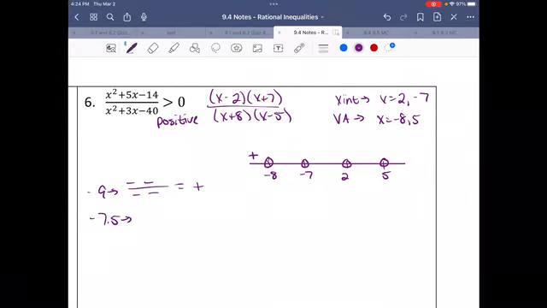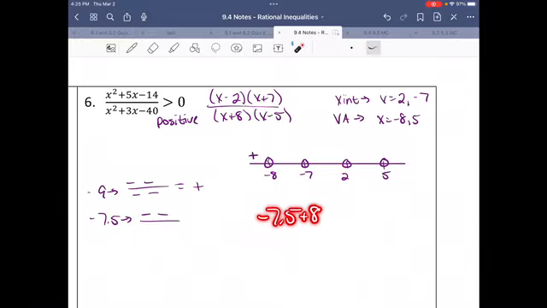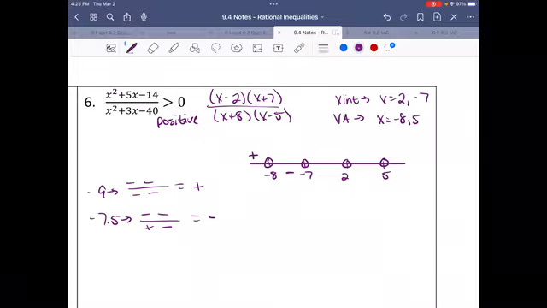Test a number in between, so negative 7.5. Negative 7.5 minus 2 will be negative. Negative 7.5 plus 7, that's just barely, but it'll stay negative. Negative 7.5 plus 8, that's going to be positive, but barely. And then negative 7.5 minus 5, that's negative. So you have an odd number of negatives, so we're going to be negative there.